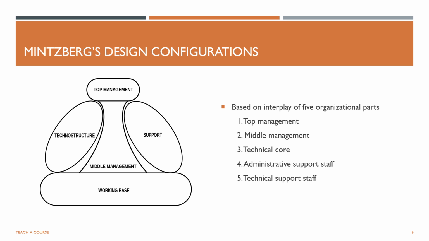Mintzberg based his design on the interplay among five major parts of the organization, which have been simplified as follows: top management, which is the leadership within the organization; the middle management, the managers who are between the leadership of the organization and the employees who are directly involved with the production of goods and services; the technical core, the group of employees responsible for producing goods and services; administrative support staff, the employees who provide a support function in the organization; and technical support staff, the employees who provide technical and technological support to assist in the production of goods and services and introduce innovative practices to enhance existing goods and services or create new ones.